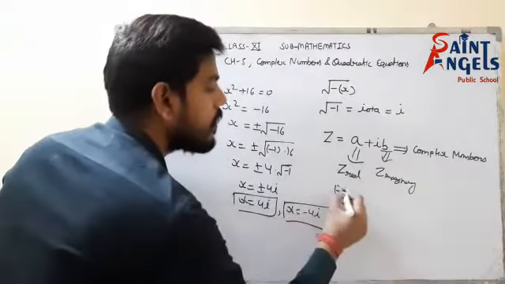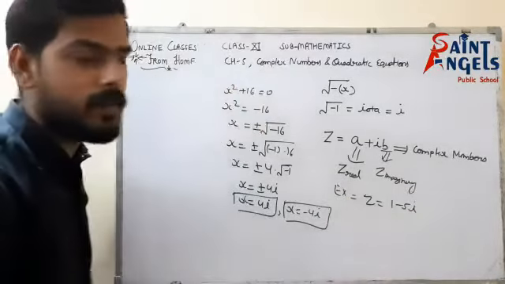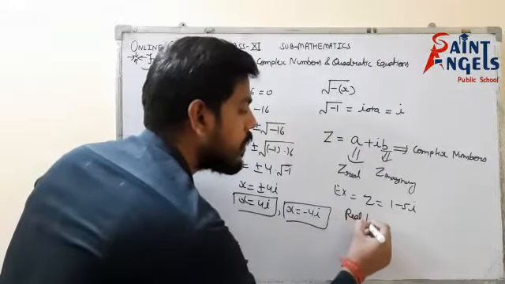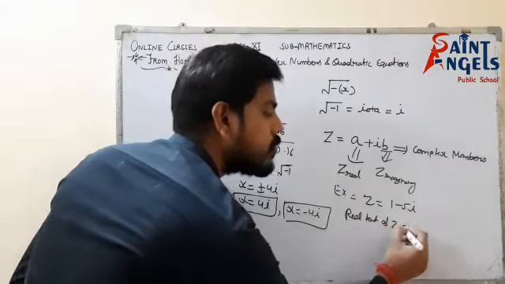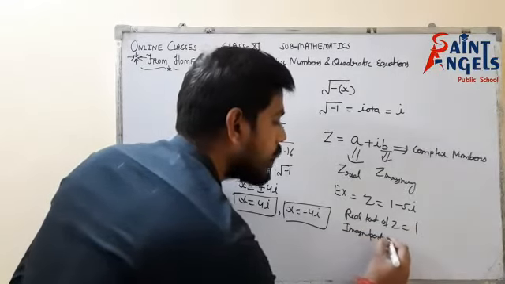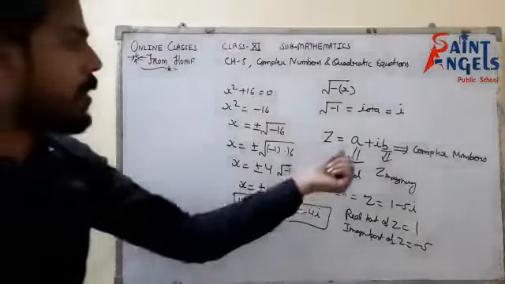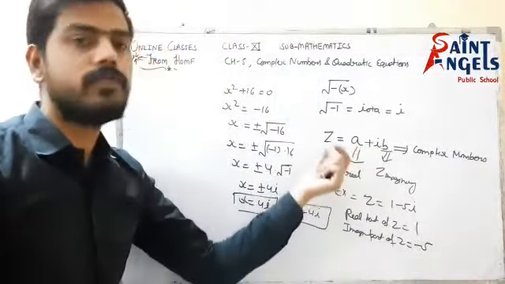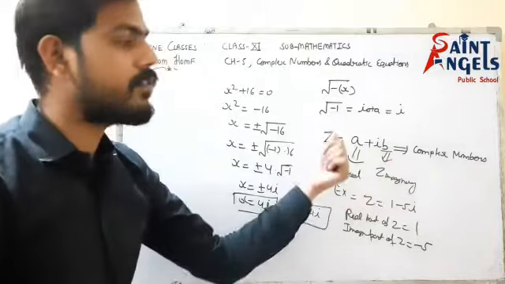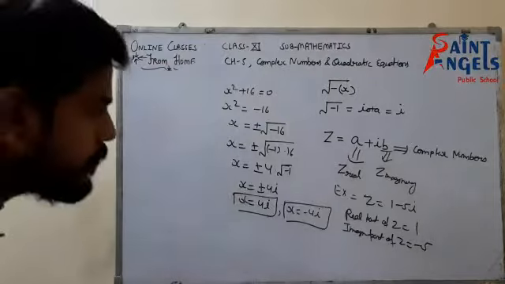For example, z equals 1 minus 5i. It is a complex number because it is of the form a plus ib. Here the real part of z equals 1, and the imaginary part of z equals minus 5. The number at the place of a is known as the real part of z, and the coefficient of i is known as the imaginary part of the complex number. Okay students, now please pause the video and note it down.